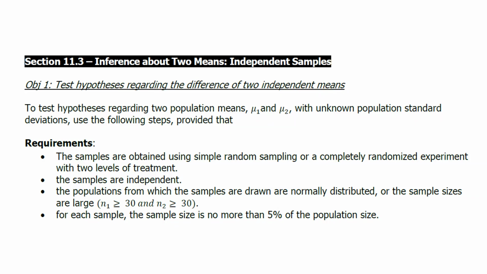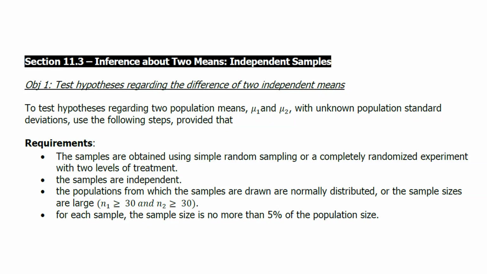following steps provided the following requirements. The samples are obtained using simple random sampling or a completely randomized experiment with two levels of treatment. So this means proper random selection or assignment, and that the two groups are independent, or different people. Samples are independent. So this is the defining feature. So we'd say group 1 and group 2 are completely separate individuals.